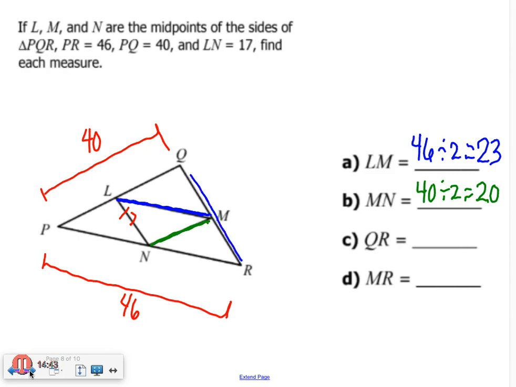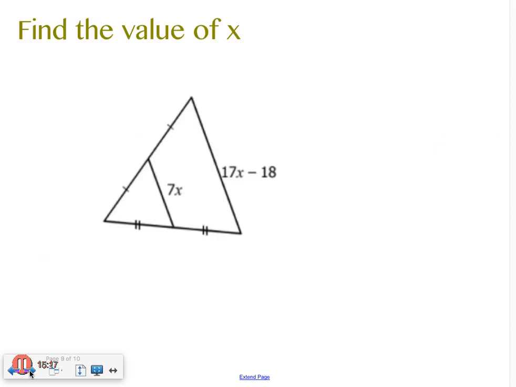Are we going to find QR? Double what? 17. Yep. 34. And then MR. Half of 34, which is? 17. Yeah. Only if it's a mid-segment, so if it connects two midpoints.